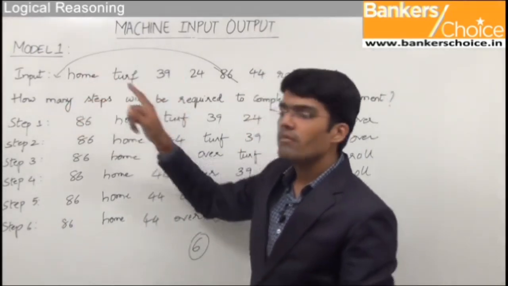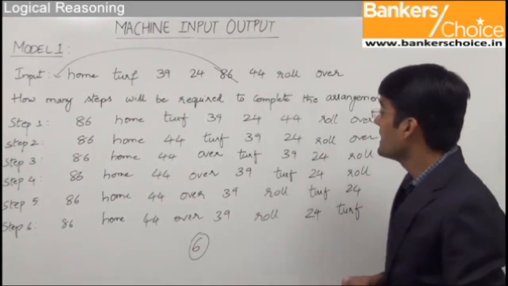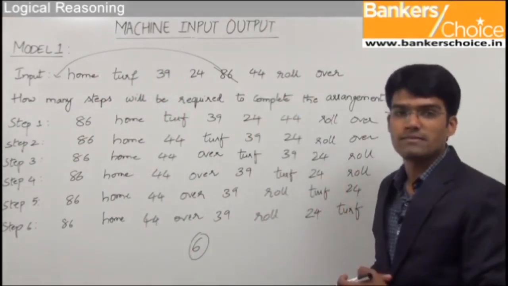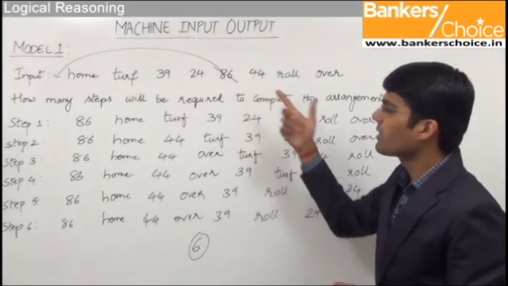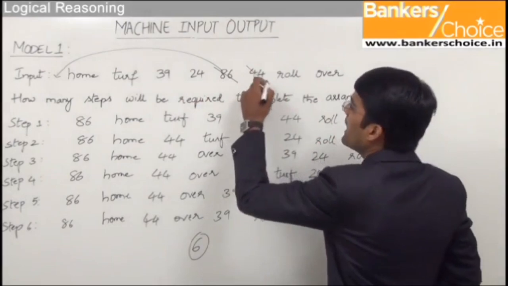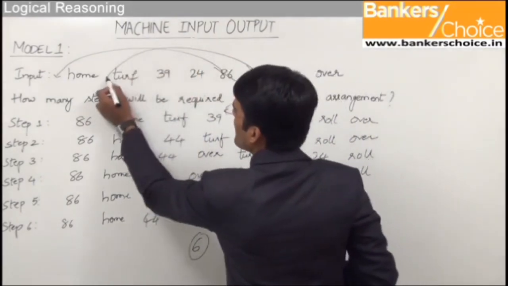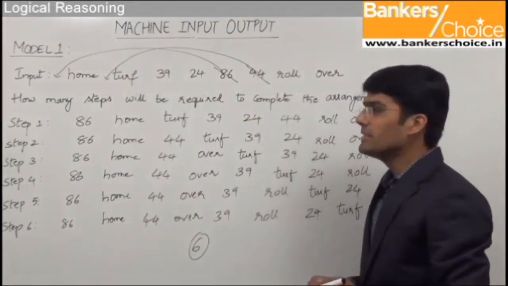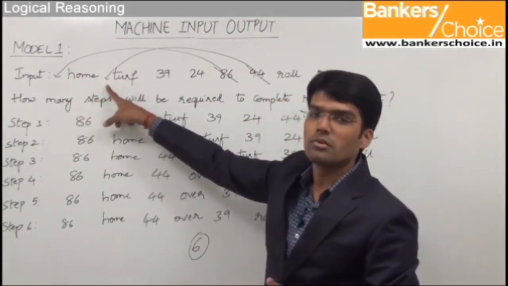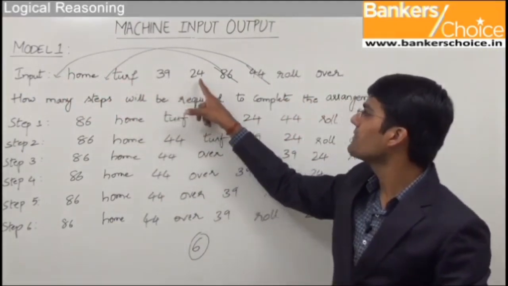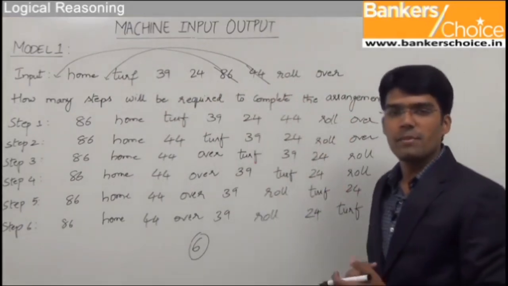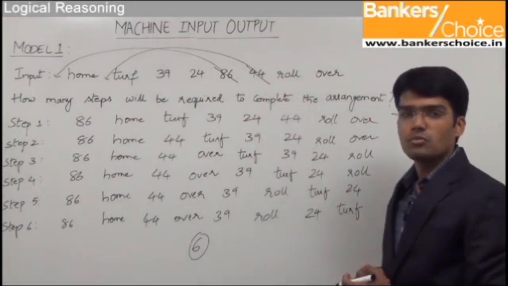After home, we need to have a number, and that number here should be 44, as we are following the descending order. So among 39, 24 and 44, the highest number is 44. So we can simply strike off 44 and indicate its movement with the help of an arrow. This means the first position is 86, followed by home, and then 44, followed by turf, 39, 24, roll, over. Similarly, let us continue the method and find out the final output.